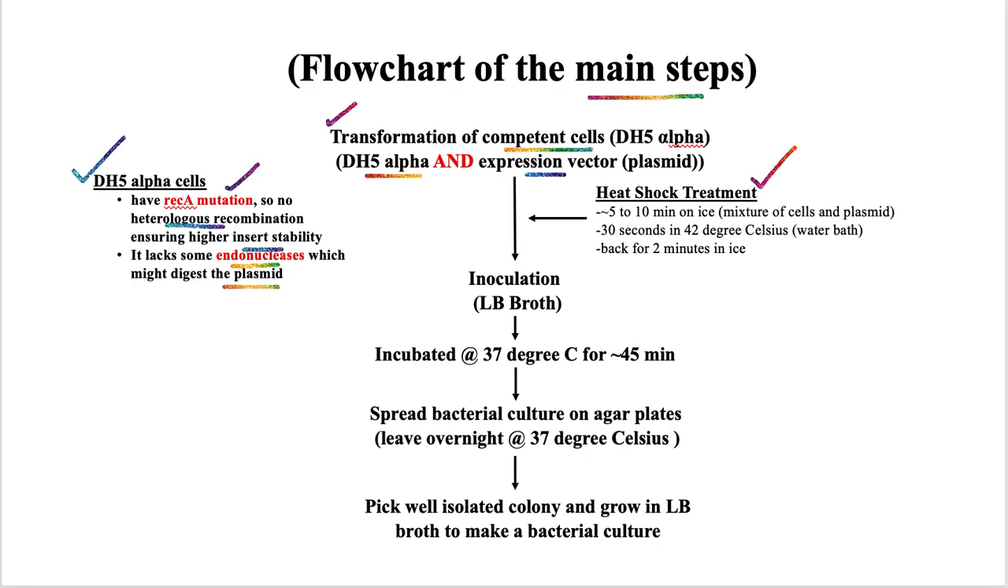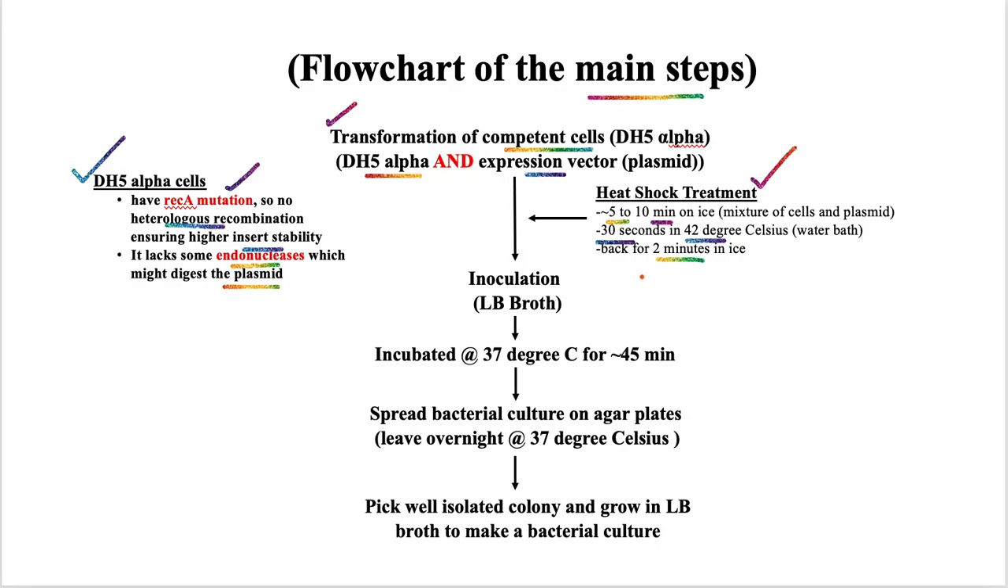So what we do in this heat shock treatment is that we keep this mixture of DH5 alpha cells and expression vector for 5 to 10 minutes on ice, and then we move that to 45 degrees Celsius and keep that for 30 seconds. And after that, we put that mixture back on ice for 2 minutes. So this sudden change of temperature from ice to 42 degrees centigrade is involved in this treatment.